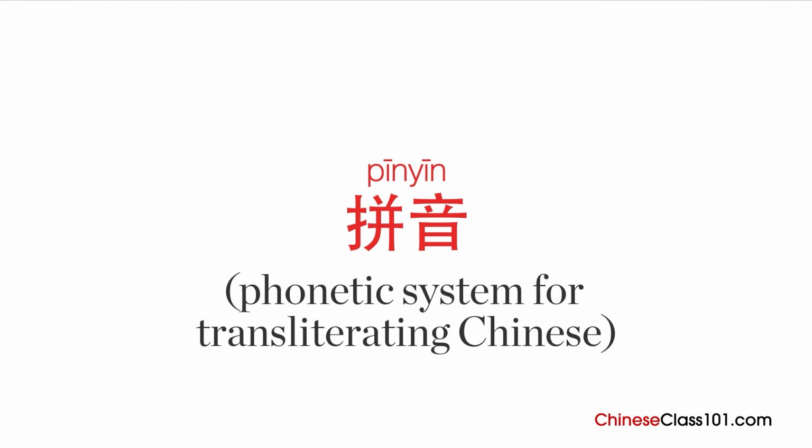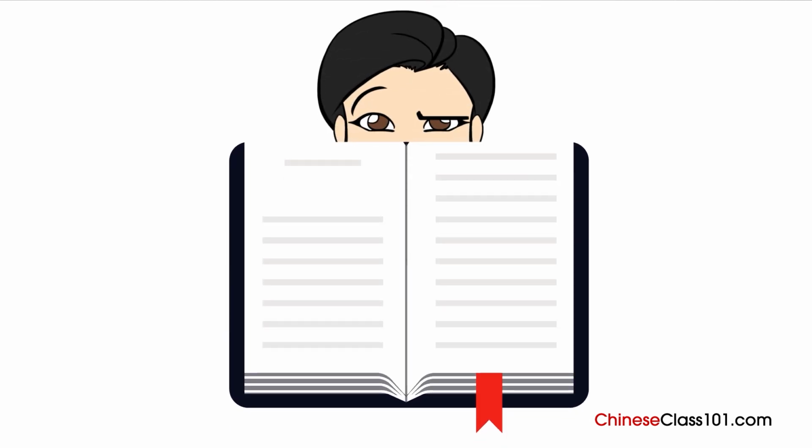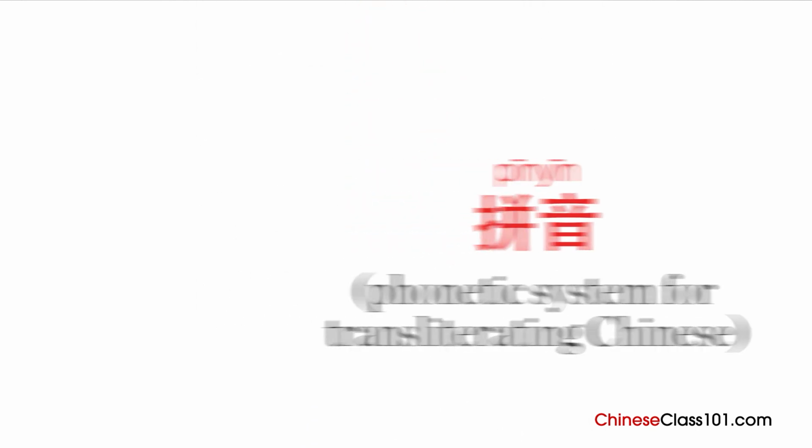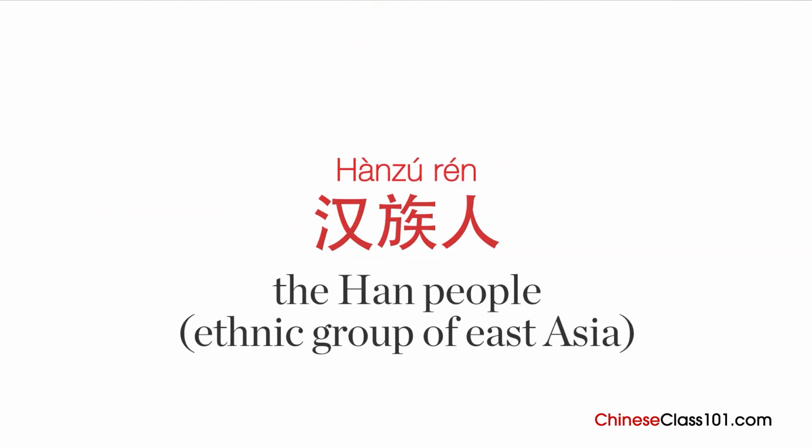Pinyin is the standard, most commonly used phonetic system for transliterating Chinese, meaning spelling out Chinese using Roman letters. When you look up a word in a Chinese dictionary, there's always Pinyin assigned to each Chinese character. It's a way to read and pronounce Chinese words through English letters. For example, Han, spelled as H-A-N, is the Pinyin for the symbol 汉, as in Hanzu Ren, the Han people, an ethnic group of East Asia.